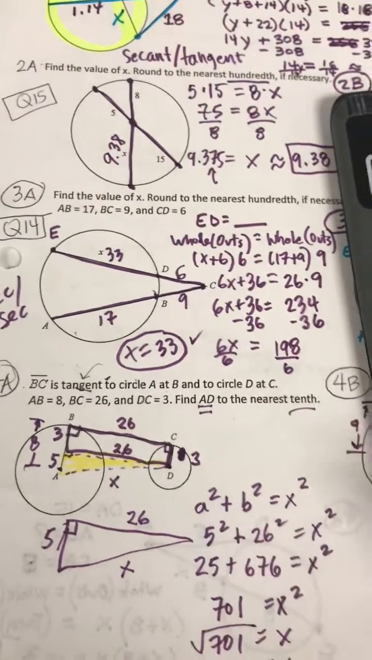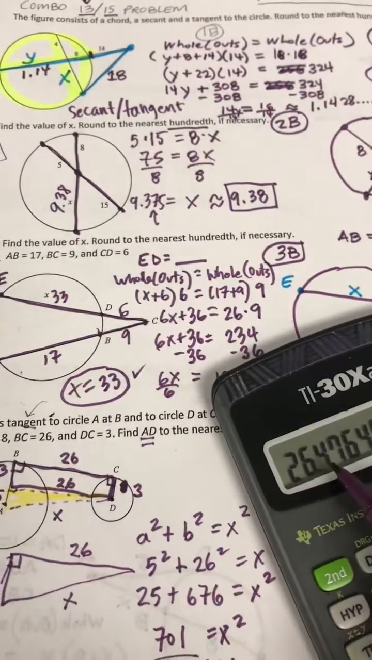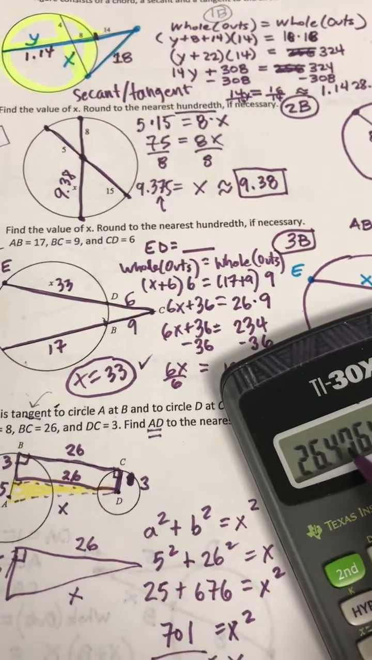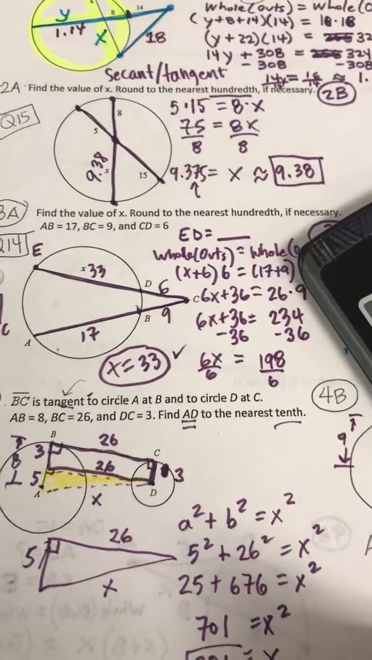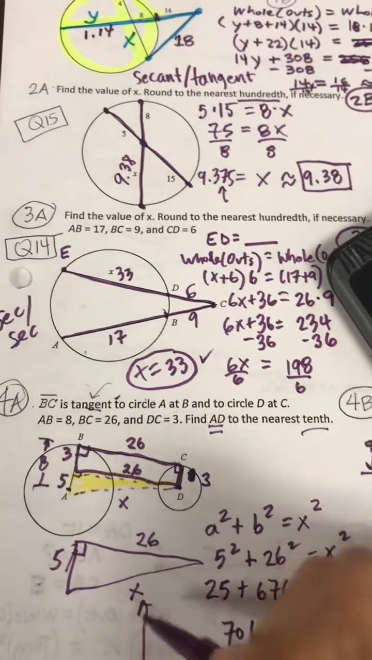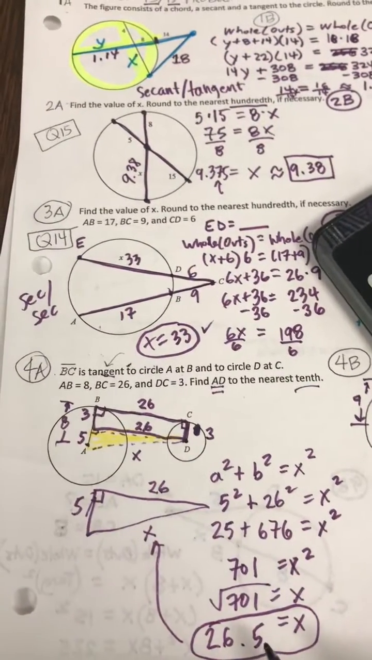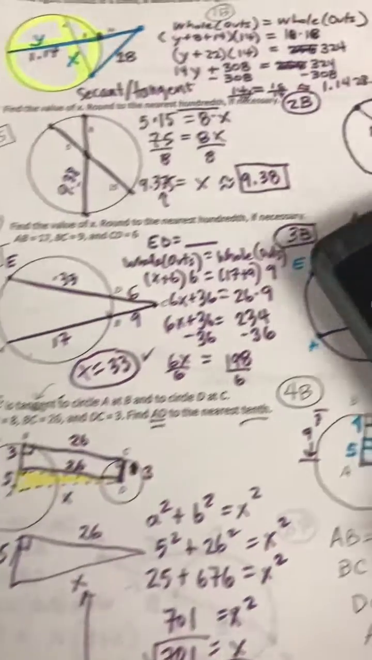And they also said round to the nearest tenth. So when I do that, I get this answer. So this would be the tenths place. So the 7 would tell me to round the 4 up to a 5. Now this also makes sense in my problem. So the distance between A and D would be 26.5. Cool. Now let's work our way to the back.